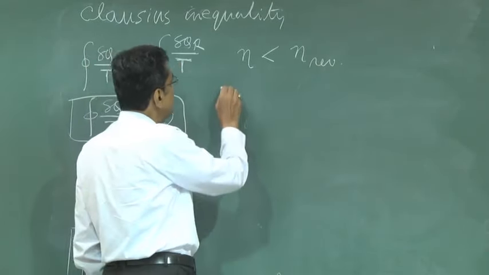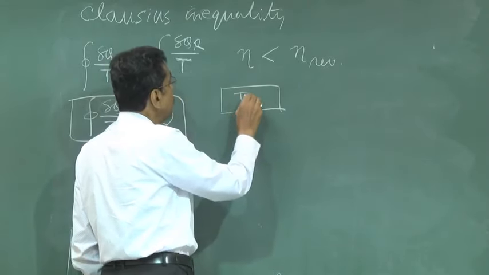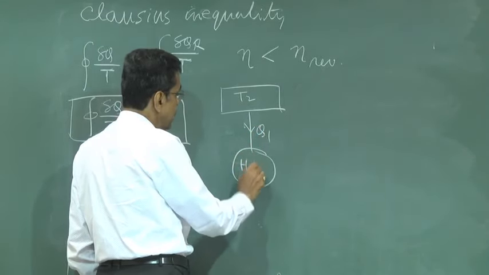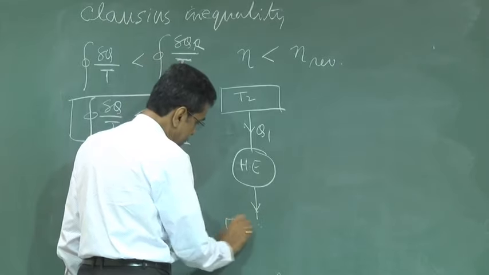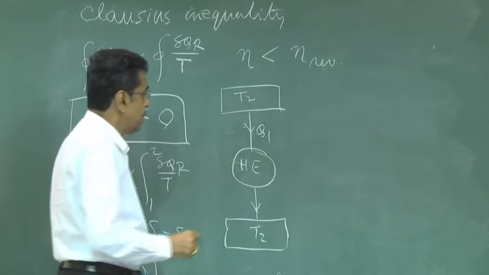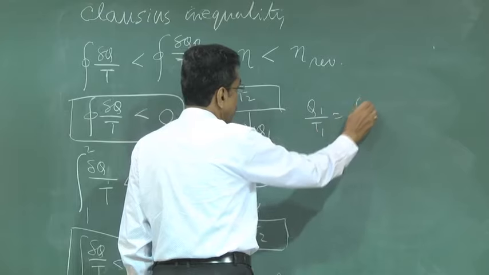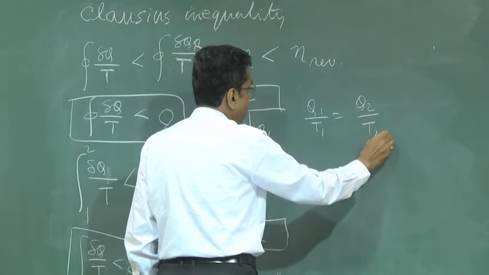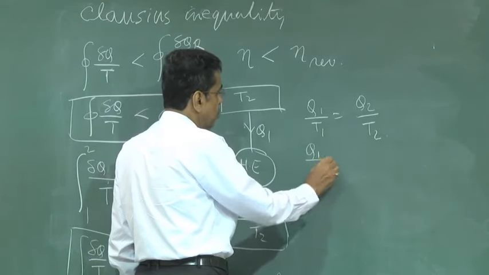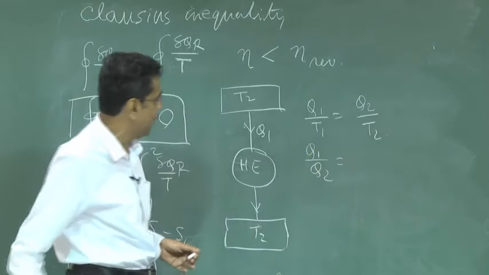Consider an irreversible heat engine taking Q1 from the source and rejecting Q2 to the sink at the same temperature T2. Let us consider the engine is totally reversible. Then Q1 by T1 is equal to Q2 by T2. For an irreversible engine, we cannot write this, sorry.